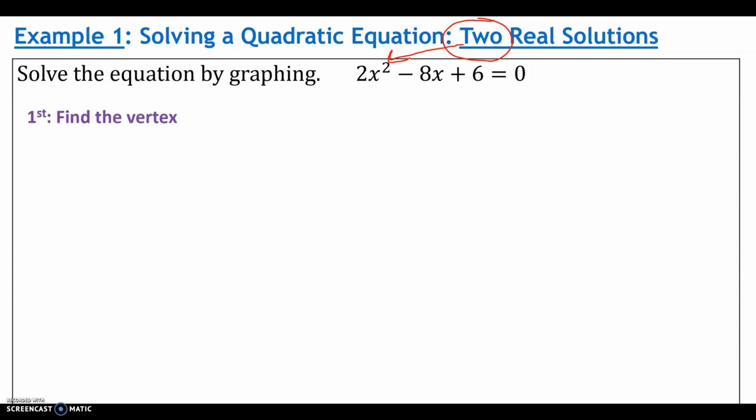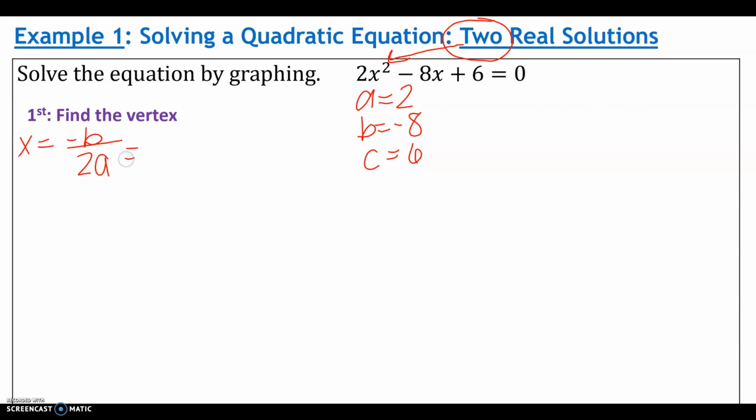Okay, so we're going to find our vertex. So the first thing we should do is say a equals 2, b equals -8, and c equals 6. You should remember this from the end of last chapter. So to find our vertex, it was x equals -b over 2a. And then when we fill those numbers in, you would get negative -8 divided by 2 times 2. So it'd be 8 divided by 4, so it looks like x equals 2.